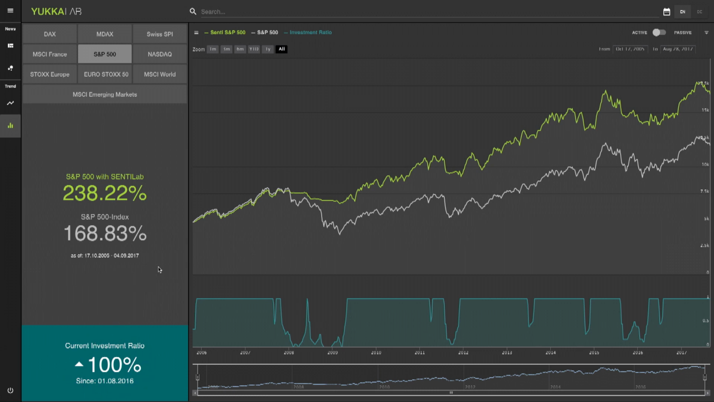So as you can see in this chart, our model goes back to 2005. And from 2014 onward, you can see our out-of-sample performance. The gap between these two lines is our outperformance against the index, which proves the validity of our concept. Therefore, you can use this sentiment-based investment model as a hedging strategy with the advantage of significantly smoothing the drawdowns and increasing your overall performance.